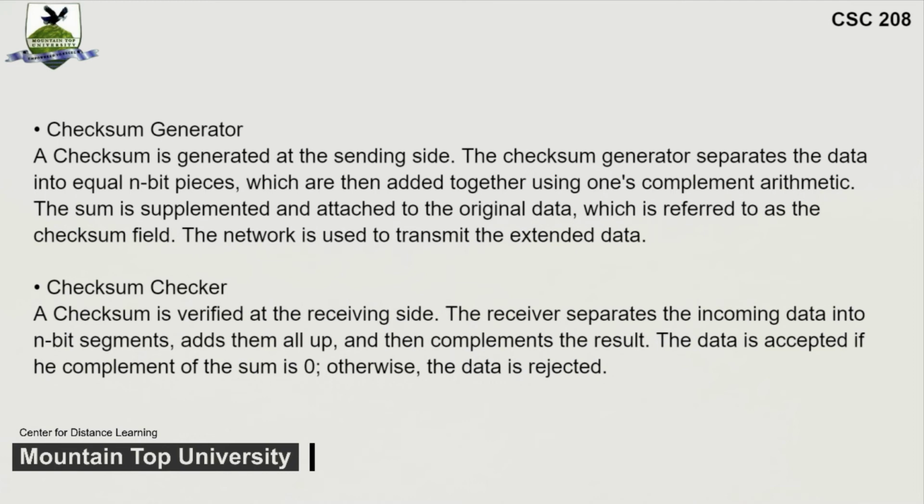Checksum checker. A checksum is verified at the receiving side. The receiver separates the incoming data into n-bit segments, adds them all up, and then complements the result. The data is accepted if the complement of the sum is 0, otherwise, the data is rejected.